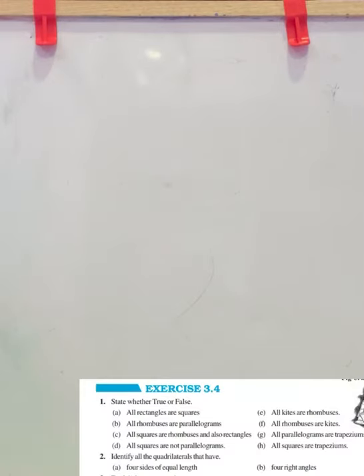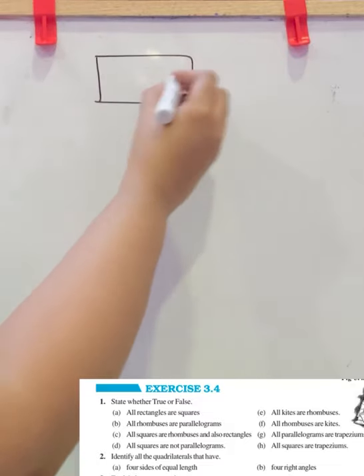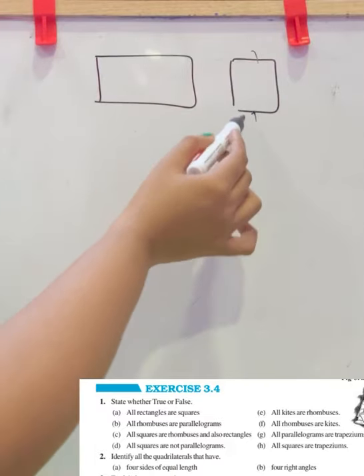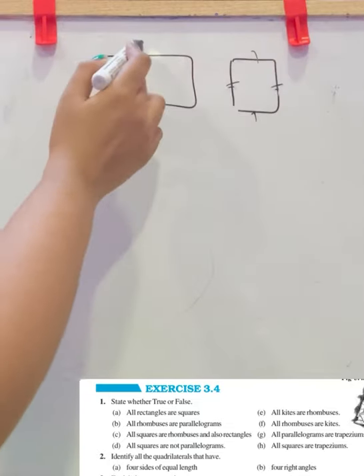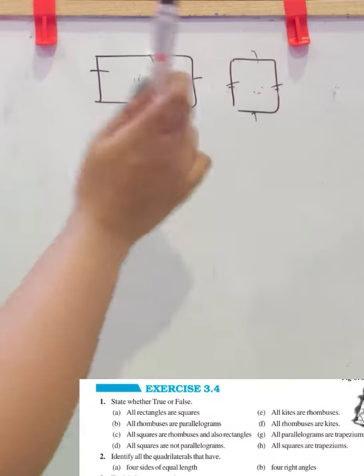Next, exercise 3.4. State whether true or false. All rectangles are squares. It is false because all squares are rectangles. But all rectangles are not square. What is the reason? In a rectangle, only opposite sides are equal. But in a square, all sides are equal. A square is a rectangle. It satisfies the property because opposite sides are equal. But in a square, all sides are also equal. But it doesn't satisfy in rectangle. So, square is a rectangle, but rectangle is not a square.